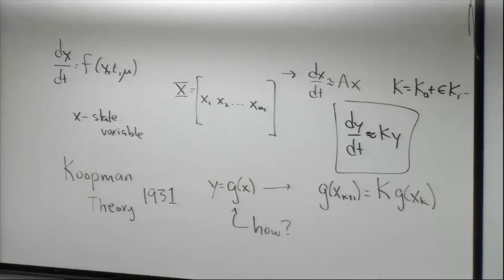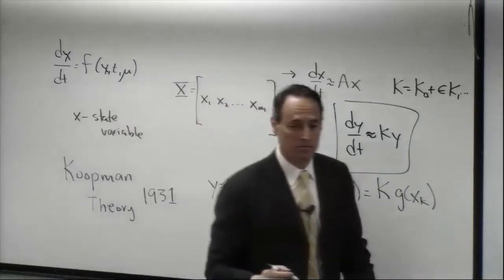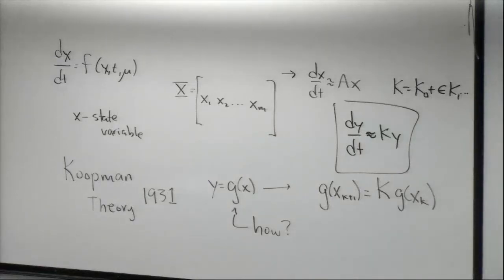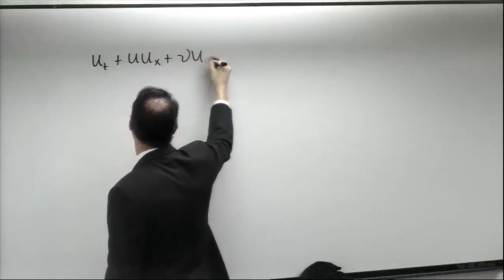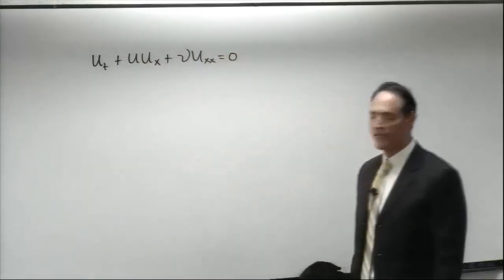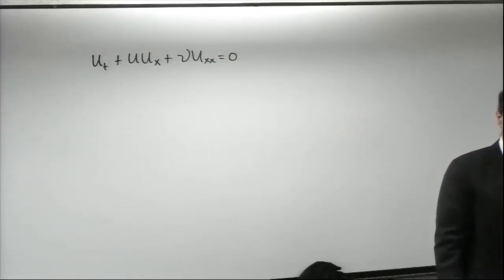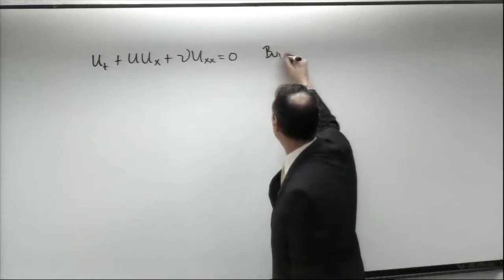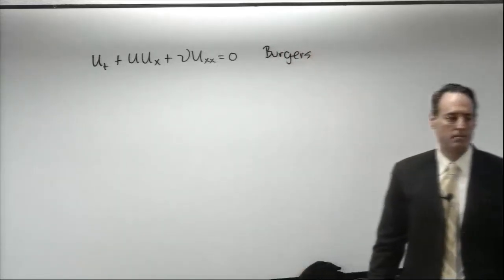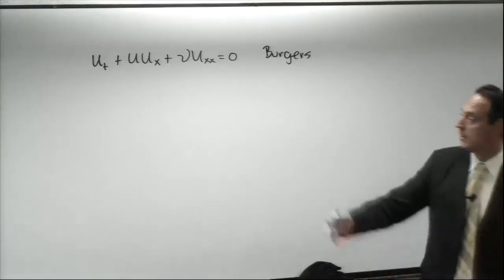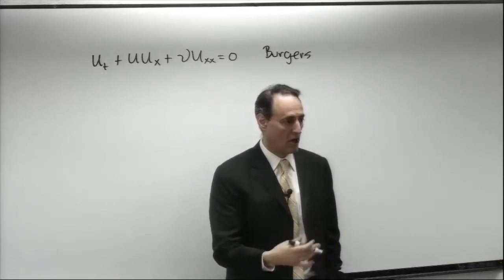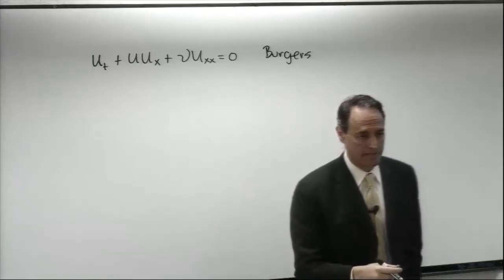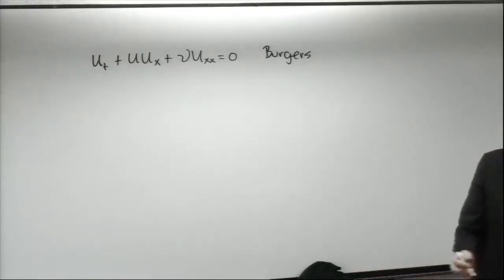Now, let me tell you about how Koopman has actually been known for a while. Does anybody know this equation here? It's rather a famous equation. It's called Burgers' equation. It's been around for a long time. So this is a partial differential equation. The subscripts denote time and space derivatives. So we'll do a little bit of solving of PDEs in the course as well, besides just dynamical systems. So in general, this is hard. Why? Because of this term here.